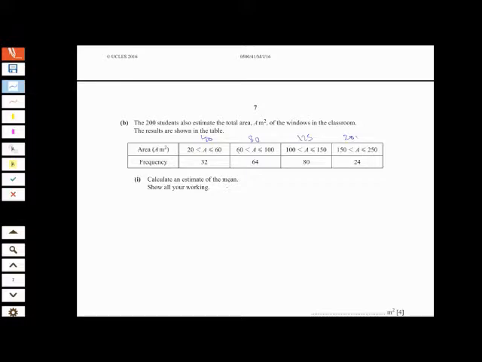Okay, now that we have the average, it's the average times the frequency for each: 40 times 32 plus 80 times 64 plus 125 times 80 plus 200 times 24. All of this over the total number of students, which is 200. Key that in the calculator and you'll get 106. I think that's easy enough.